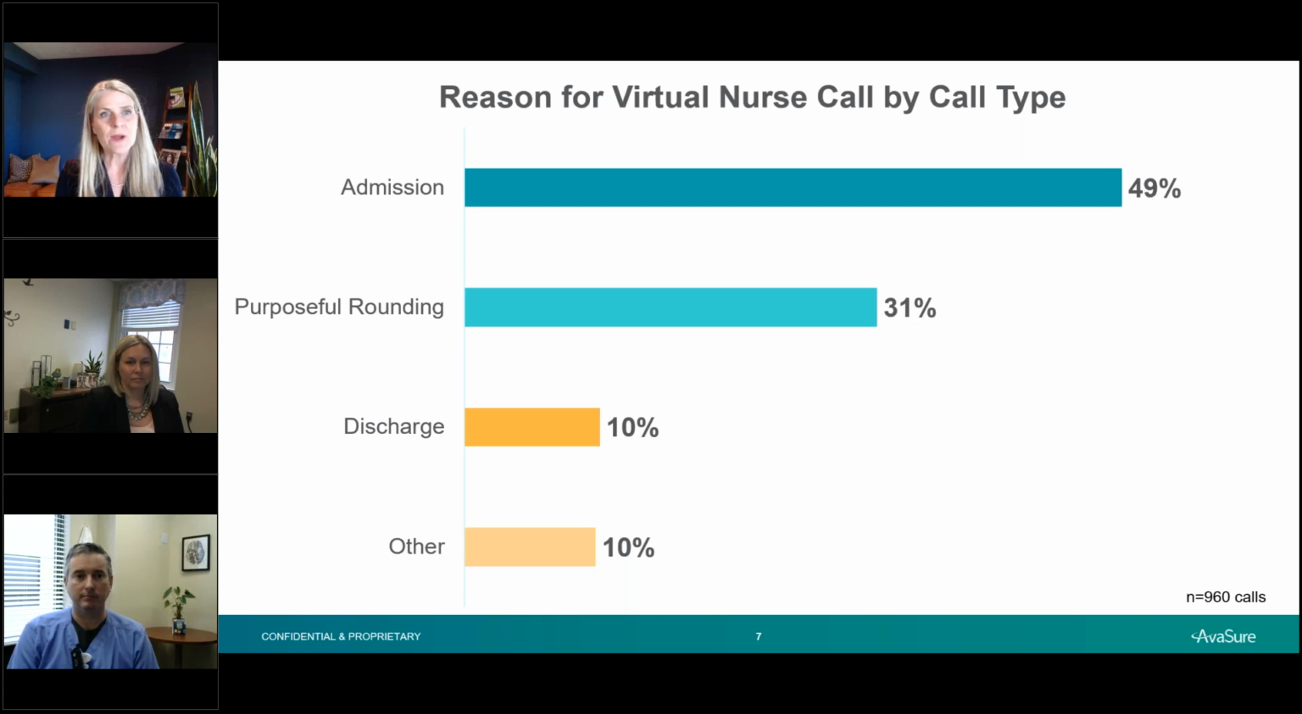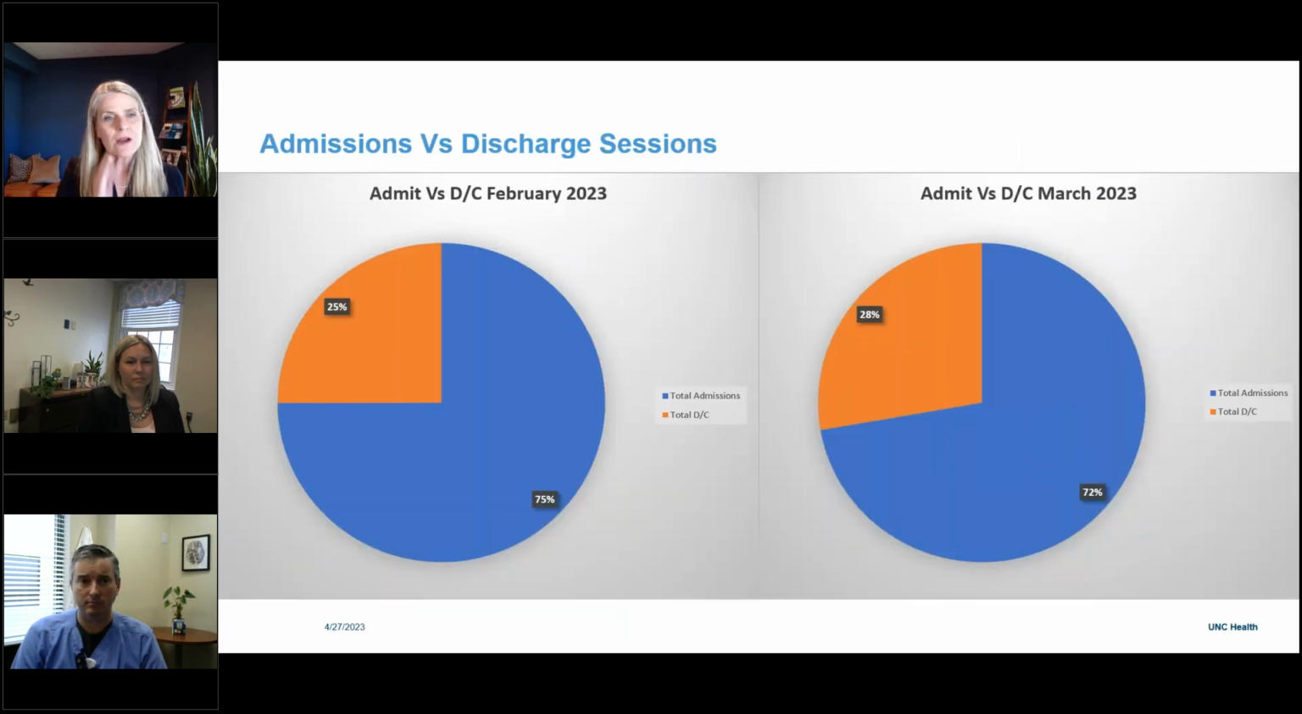This might be skewed by a smaller sample size, definitely, than we have in the telesitter solution. But admissions has been a more common reason than the others for virtual nursing visits so far. And then purposeful rounding, and then discharge, and some other reasons. I'll let Laura talk about some of the other reasons they're seeing. But before I move on, let's show UNC's data, Wade, and you can talk through and provide color on why you think this is.